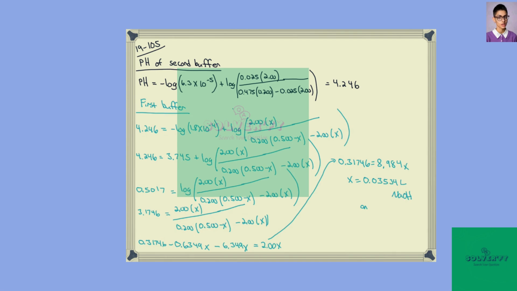Well, what was the liters of the formic acid? Remember, it was 0.5 liters minus x. X we just calculated, so 0.5 liters minus x is going to be equal to 0.4647 liters of formic acid. So if I combine this volume of sodium hydroxide with this volume of formic acid, I should create 500 milliliters of a buffer solution with this as its pH.